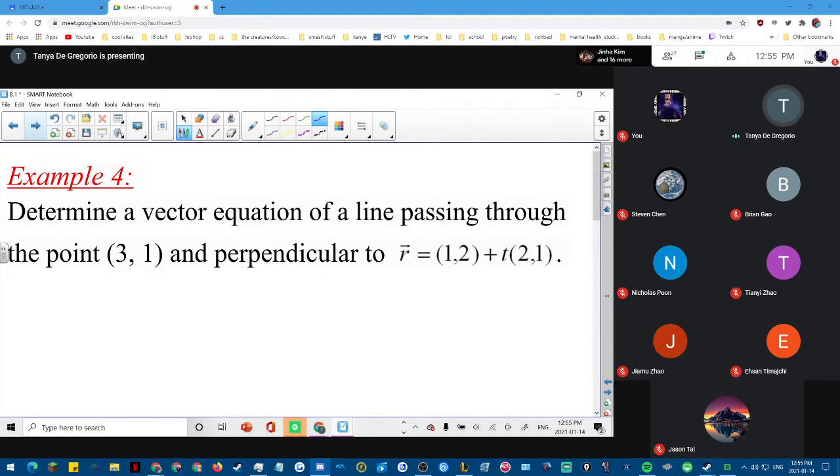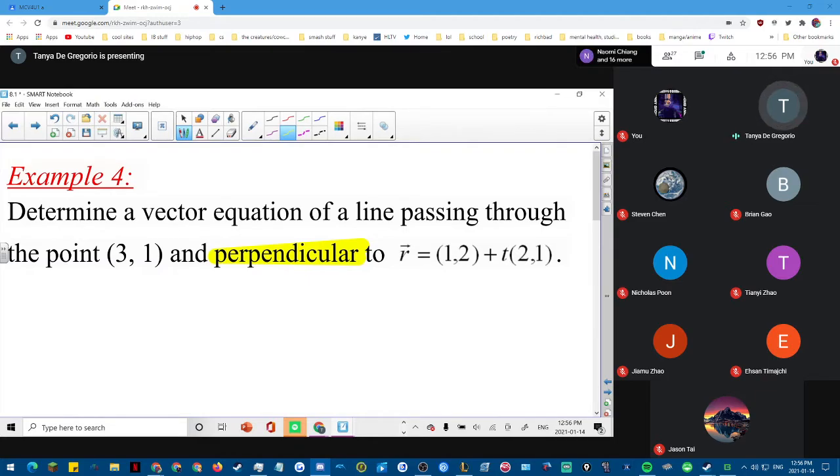Example 4. Determine a vector equation of a line passing through the point 3, 1 and perpendicular to this line. And we have a vector equation of a line there. So perpendicular. Let's highlight perpendicular. What's that going to do for me? The slope's reciprocal. Good, excellent. We know that the slope has to be the reciprocal. So I'm going to show you a long way to do this, and then I'm going to show you a very simple way to do this.